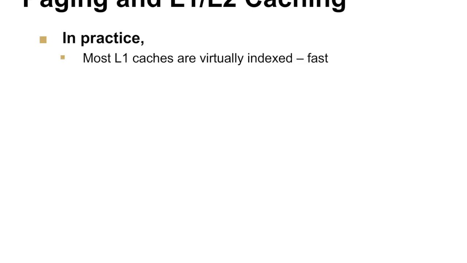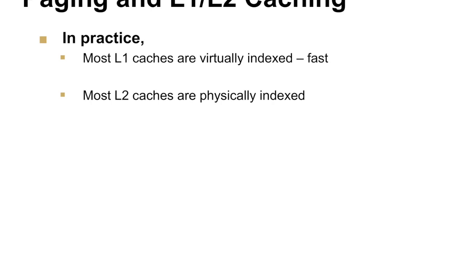So in practice, most L1 caches are virtually indexed because they are small and fast, which means we come up with the virtual address, which is right in the code. We can immediately look that up very fast in the L1 cache. If the L1 cache can't find it, then we'll go through the normal translation of the virtual address to a physical address, and then use the physical address to look up in an L2.